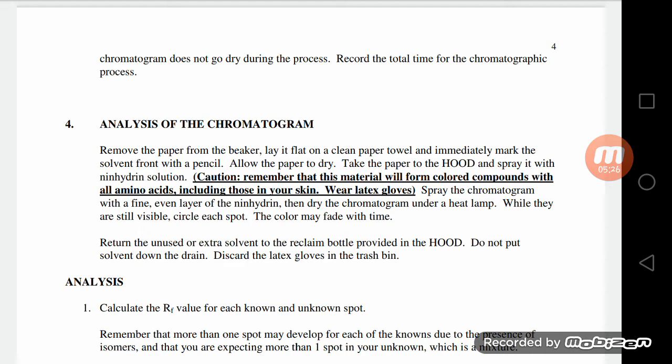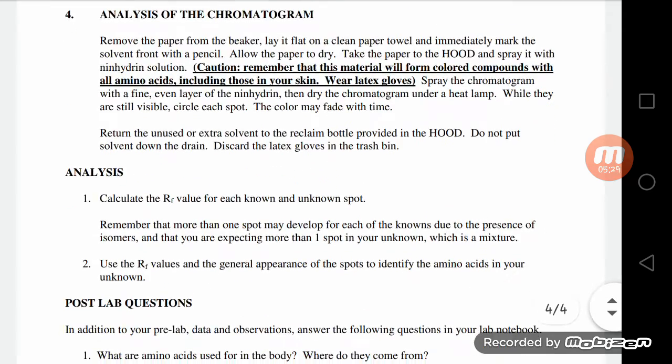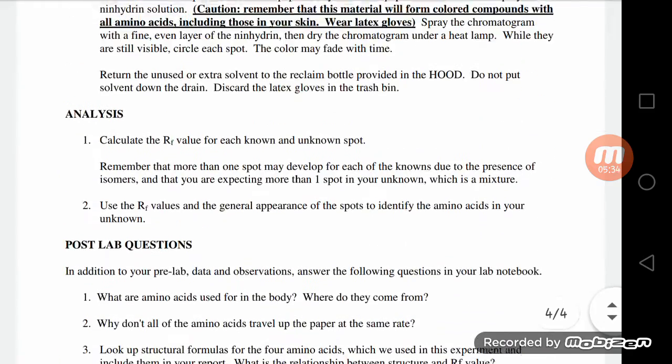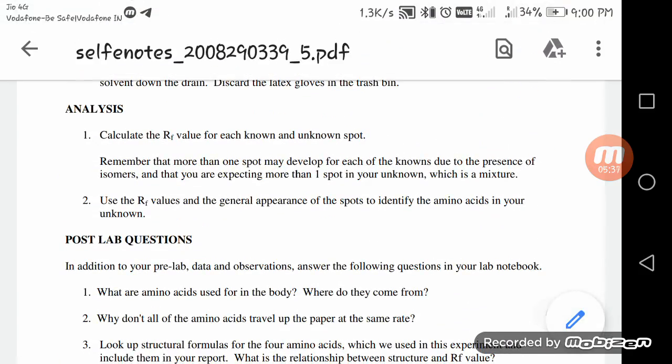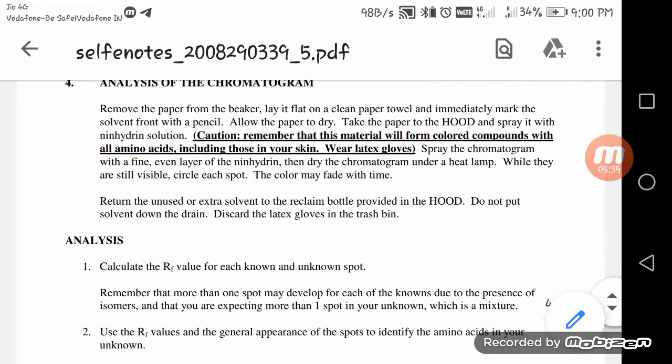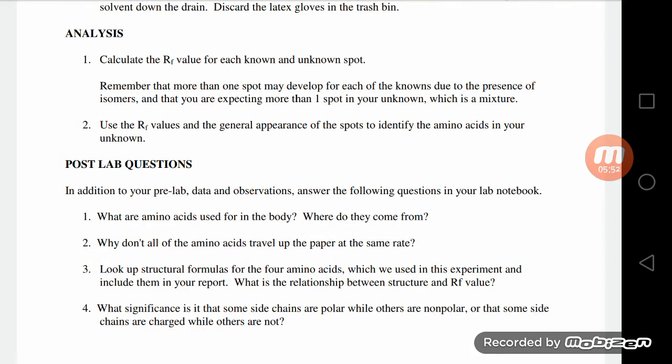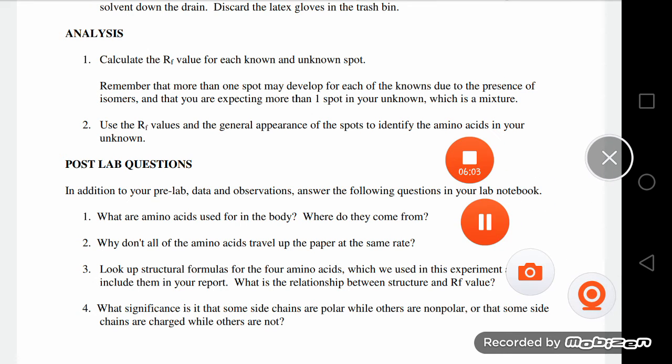Take the paper and then spray the chromatogram with a fine, even layer of ninhydrin. Then dry the chromatogram under the heat lamp while the spots are still visible. Circle each spot. The color may fade with time. Calculate the RF value for each unknown sample. Then use the RF value and the general appearance of those spots to identify the amino acid which is unknown for you.